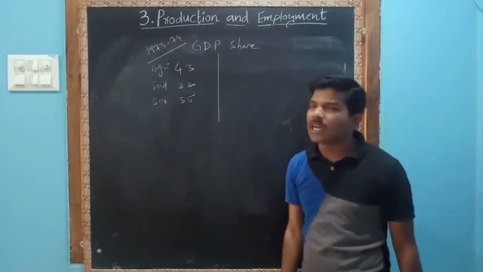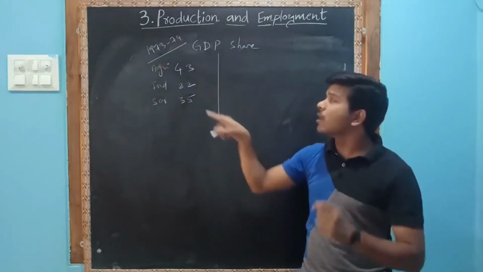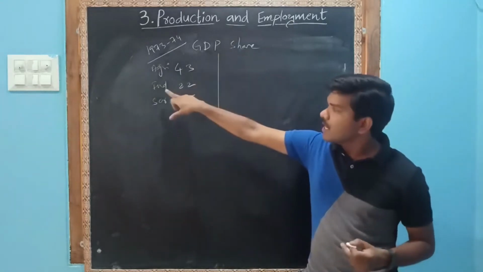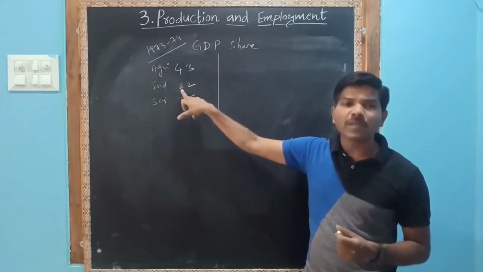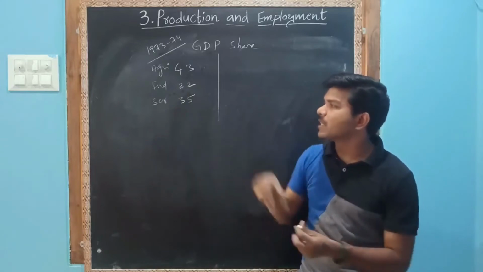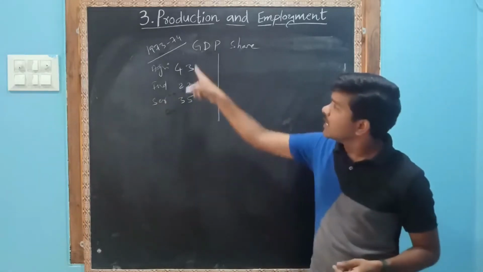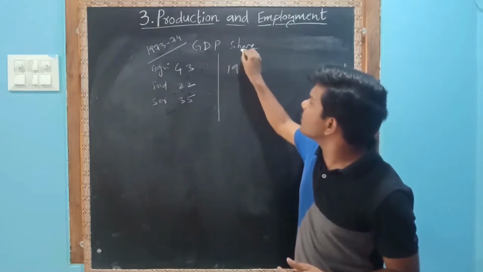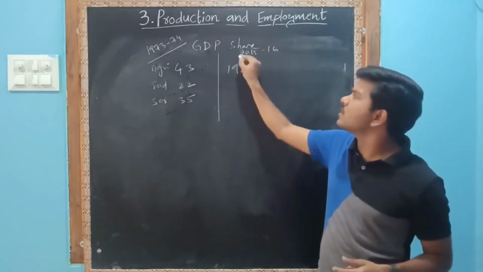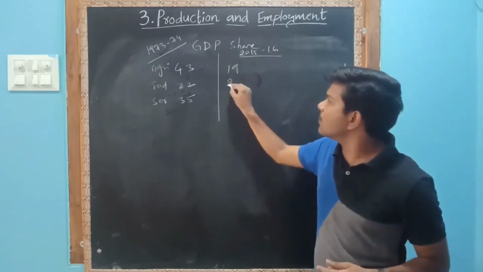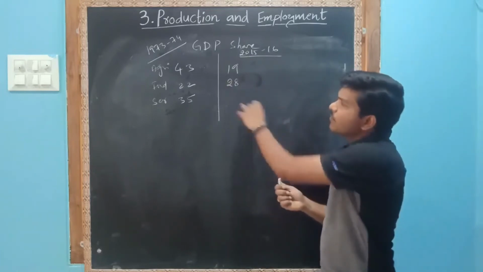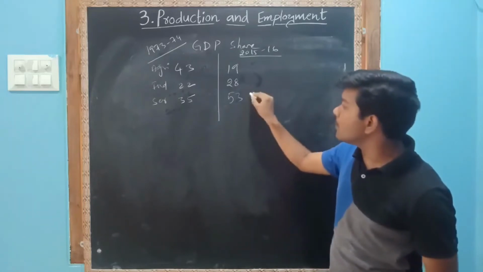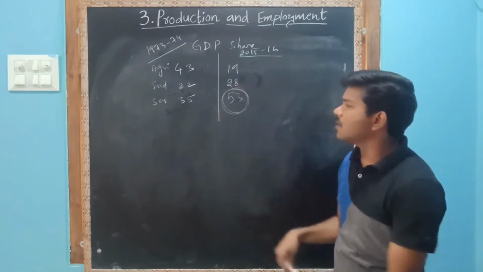In the year 1973-74, from agriculture we got 43% of the GDP. From industry we got only 22%. Now 35% we are getting from the service sector. Let us see now in 2015-16: only 19% from agriculture, 28% from industries, and here 53. See, 35 and 53, reversed. 53% we got from the service sector.